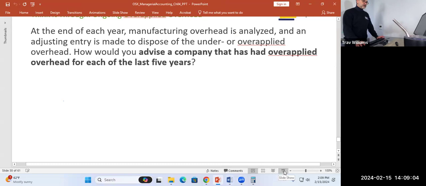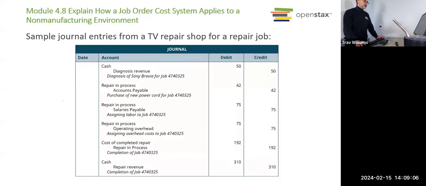All right, we are near the end here. Oh, yes. So in this example, it's a TV repair shop. We're going to apply the same concept of job order costing to a service company. So let me move back over there. Recording, right? Yeah.